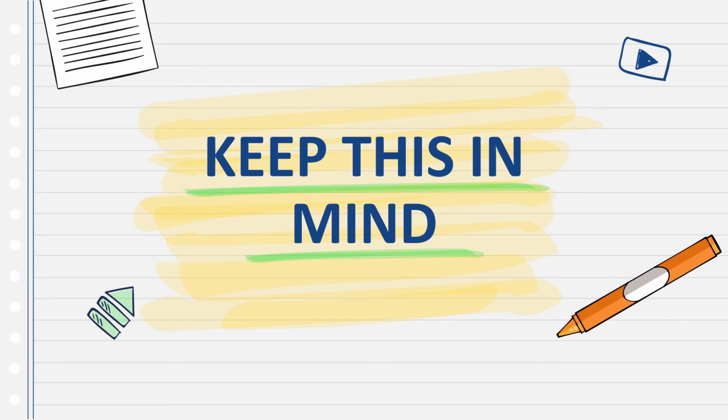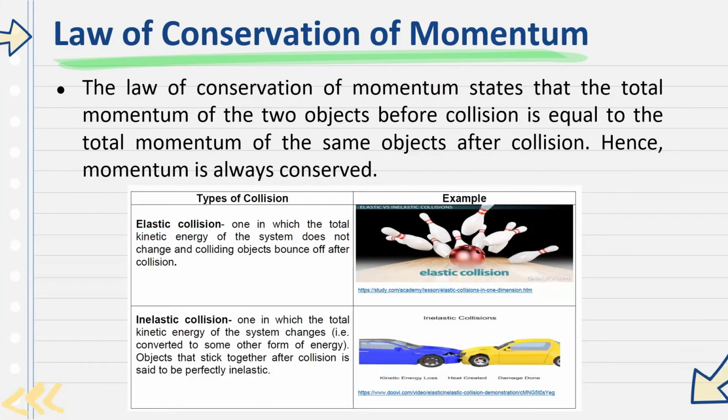Keep this in mind. The law of conservation of momentum states that the total momentum of 2 objects before collision is equal to the total momentum of the same objects after collision. Hence, momentum is always conserved.